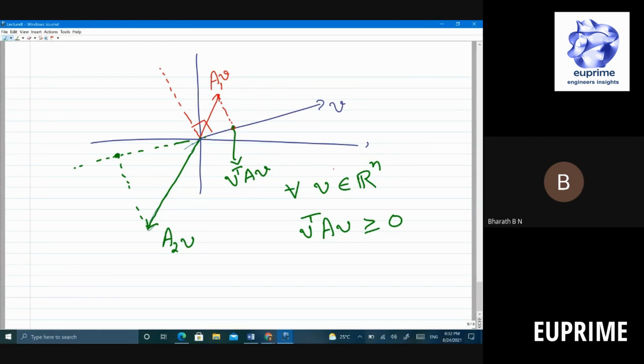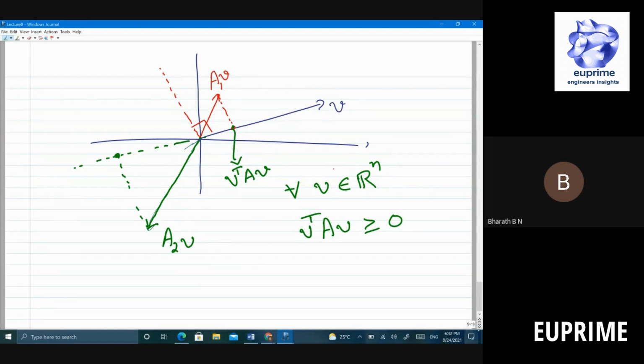We will give a name for such matrices. We will call that what? Any idea? Those who have studied matrix theory or maybe some data analysis or online course would have studied such a matrix. It's called positive semi-definite because it's greater than or equal to 0. If it is greater than 0, it's called positive definite.